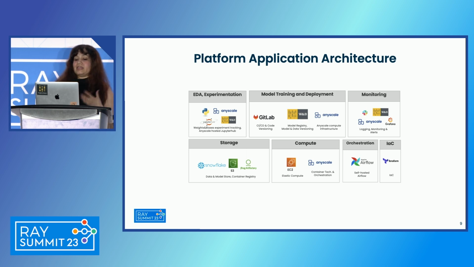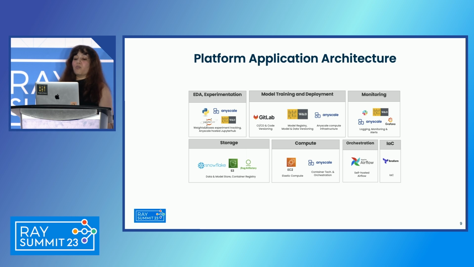So in the EDA and experimentation stage, we have Anyscale and Weights & Biases, which are the new components, along with the previous components like JupyterHub and Python, which we use for our data science use cases. Similarly, for our model training, we have now integrated Anyscale and Weights & Biases. For our CI/CD pipeline, we use GitLab, so our model pipeline is actually written in GitLab.